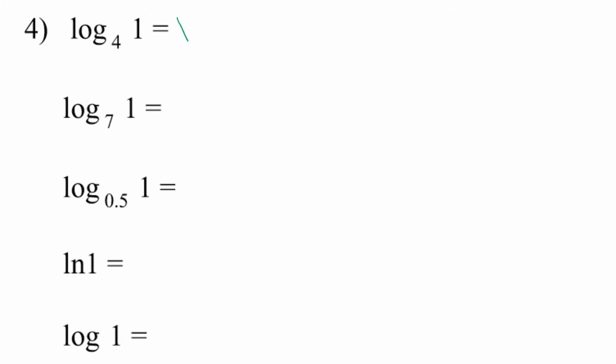I'm going to say this equals x, and the major key today is understanding what this means. This means that 4 raised to the x is equal to 1. That's why some classes like to call it the circle of life. So 4 to the x power is equal to 1. Well, 4 raised to what power is equal to 1? If you are thinking 0, you are correct, because remember, anything to the 0 power is equal to 1. So the answer is 0.